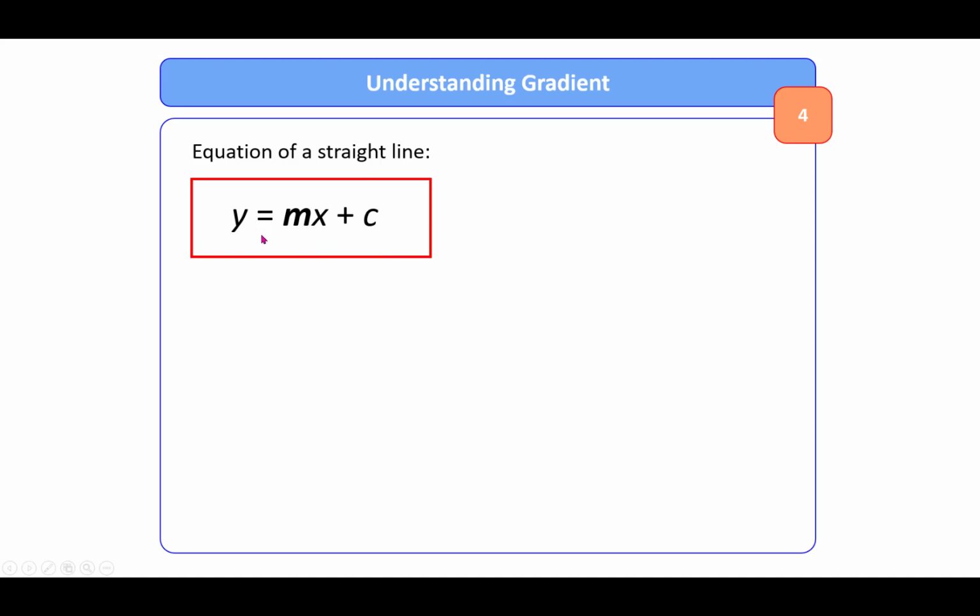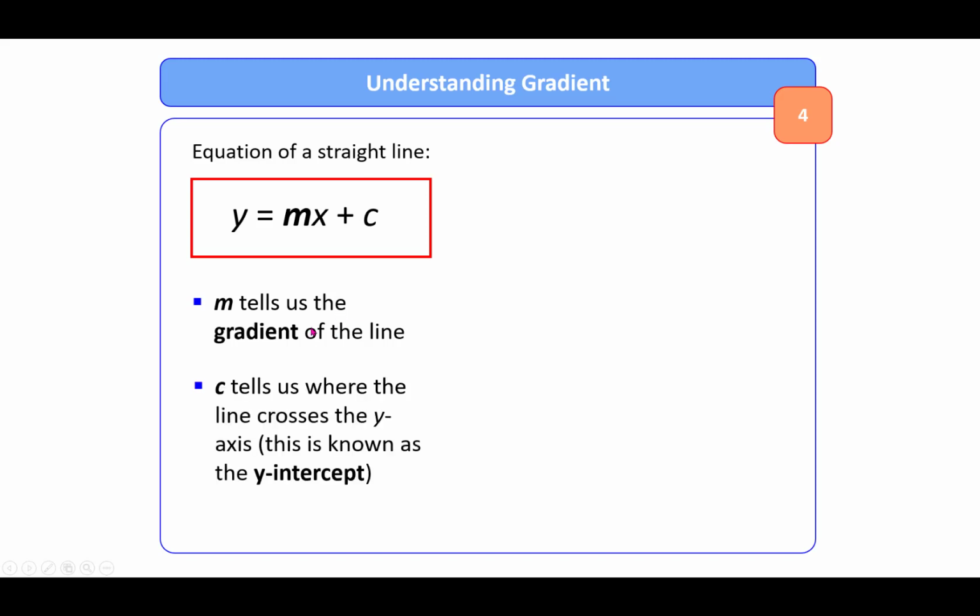So all equations of a straight line are in the form y equals mx plus c. m tells us the gradient of the line. c tells us where the line crosses the y-axis. This is called the y-intercept.